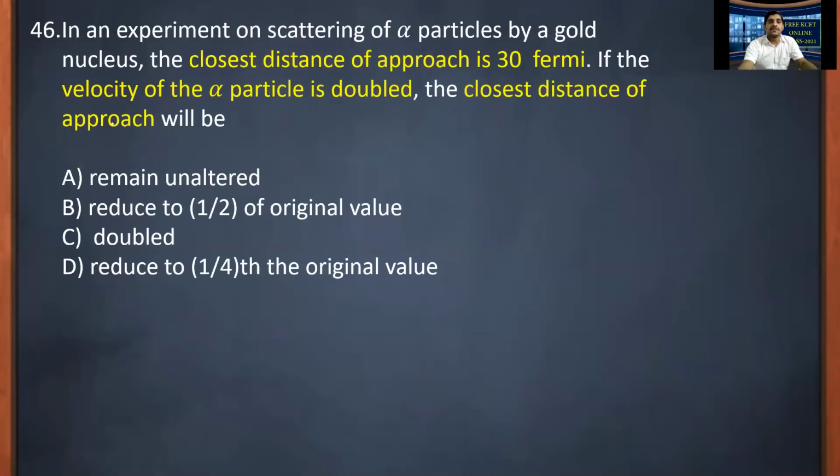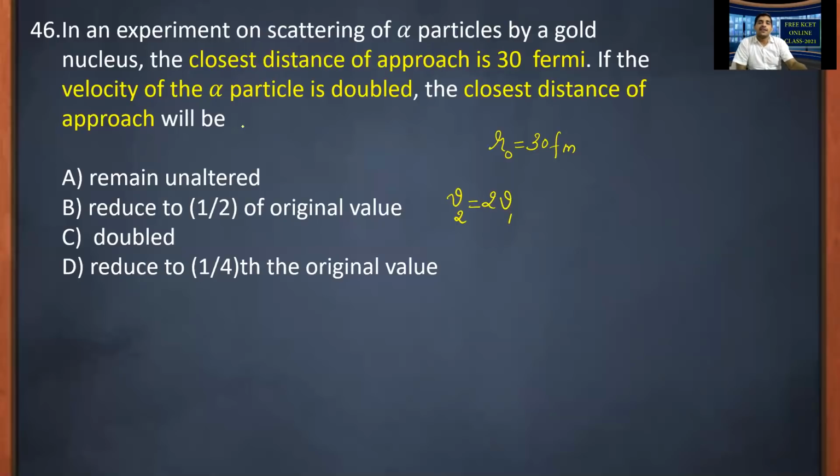Okay, right. Next, 46. In an experiment on scattering of alpha particles by gold nuclei, the closest distance of approach is observed to be, say if I take the closest approach as R0, 30 fermi. If the velocity of the alpha particle is doubled, so what is done? The velocity the second time is 2 times that velocity.